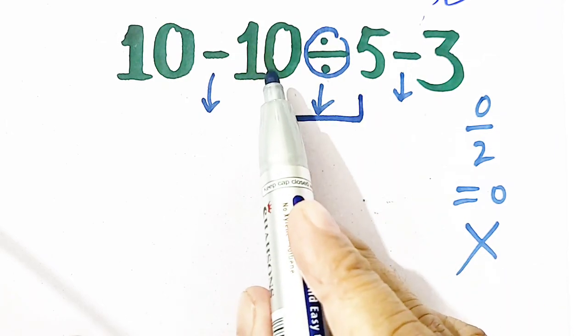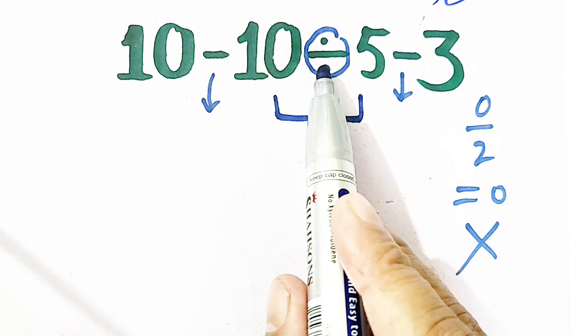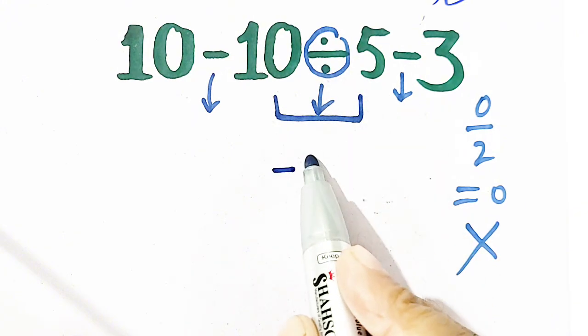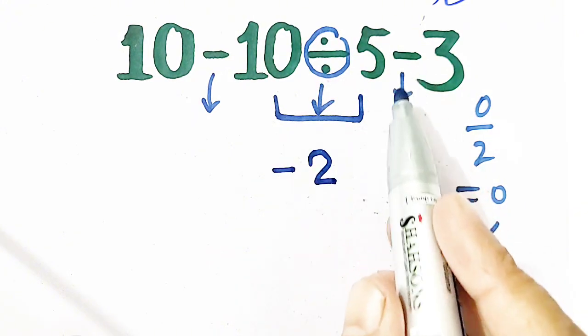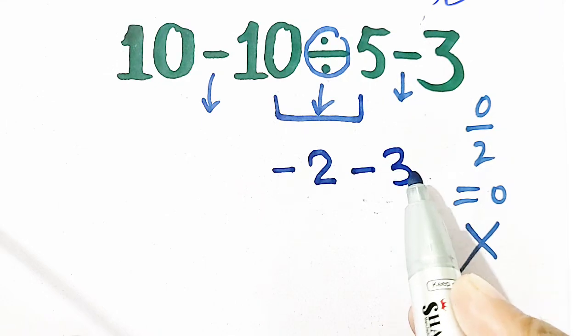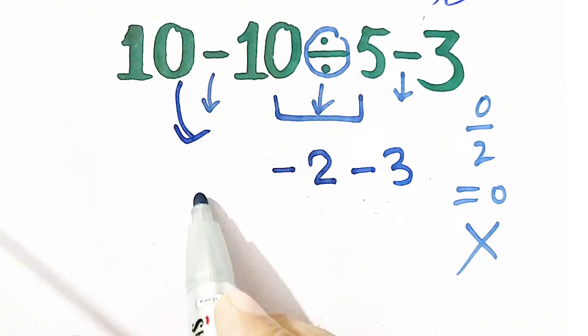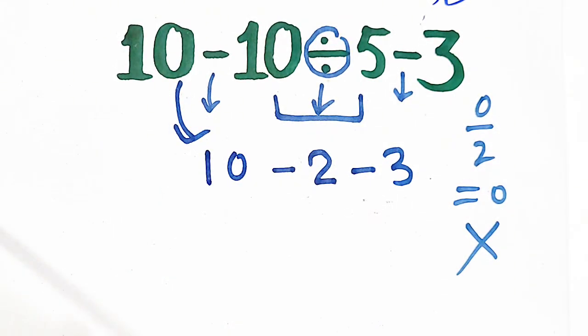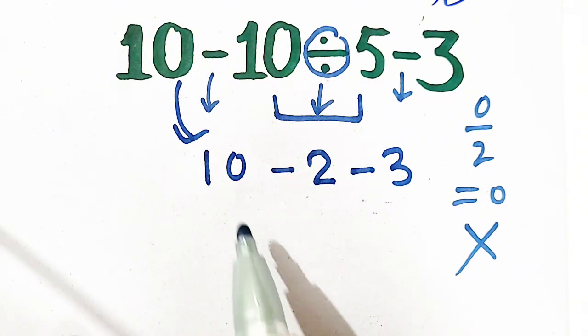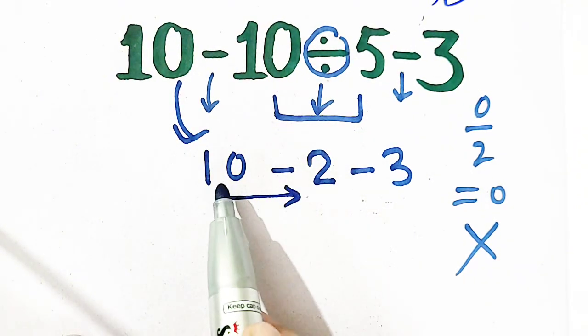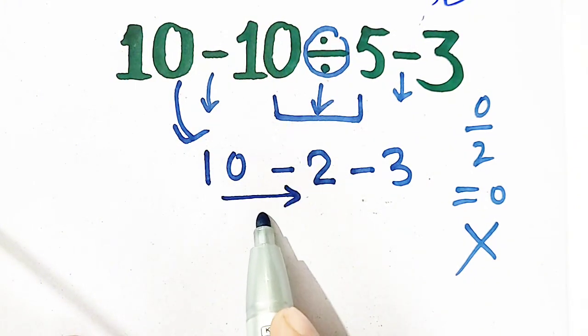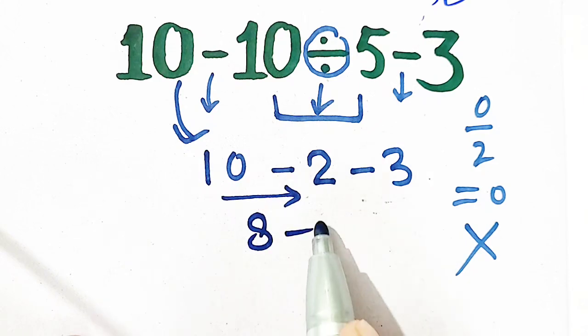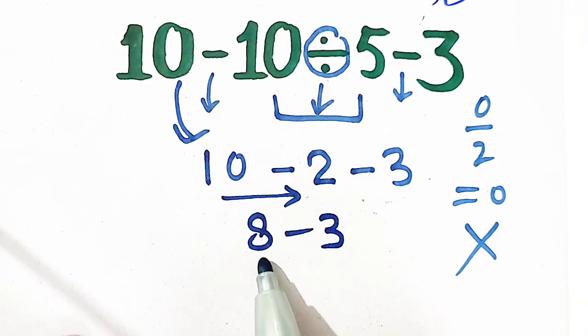So 10 divided by 5 will be solved first. What will be the answer? By dividing 10 by 5, we will get 2. And this minus 3 stays as it is, and this one maintains as it is. Now, again, we have to move from left to right, and first, 10 minus 2 will be equal to 8, and then 8 minus 3, it will be simple.